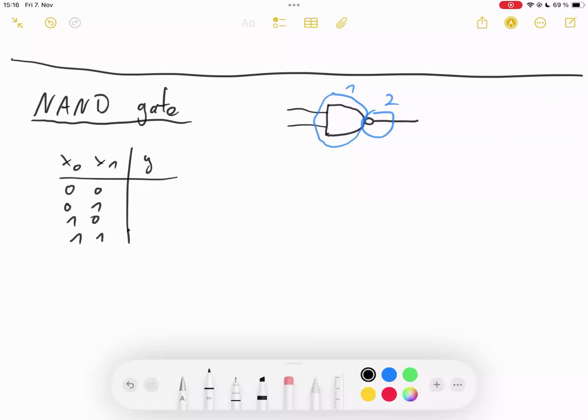And for the AND gate, let's extend it a little bit. So the AND gate we had before, both entries need to be 1 for the AND to be 1. And the NAND is just an inverted AND. It would be just the logical inverse.